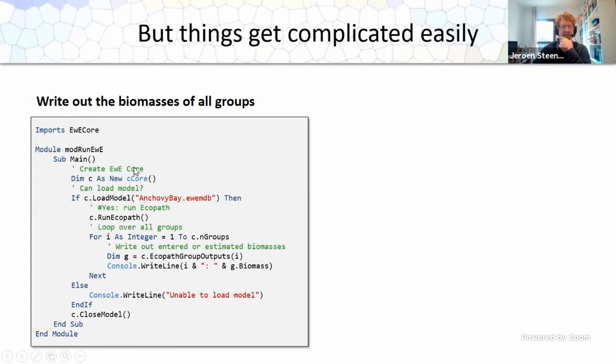It runs Ecopath, iterates over all the groups, takes the estimated Ecopath outputs and writes the biomasses of those different groups to the screen. Well, that's cool. You load Anchovy Bay, run Ecopath, and then take all the estimated biomasses and put those on the screen. It gets a bit more complex like that, but it's not very difficult.